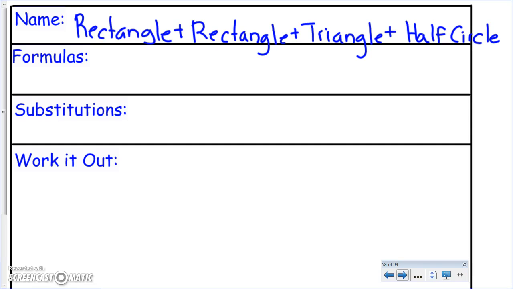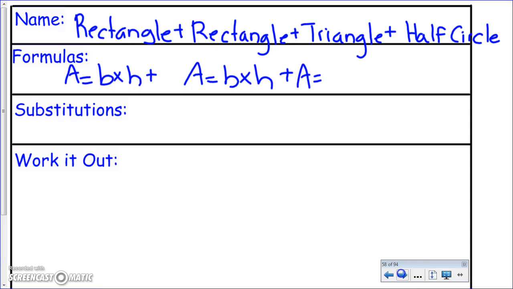So we have a rectangle plus a triangle plus half a circle. So we have to remember when we get to the circle that we're going to have to divide the area in half. So now we're going to fill in the formulas. We know a rectangle is base times height. The area of a triangle is base times height divided by 2. Plus the area of a circle, which we know is pi times r squared. But since we have half a circle, we're going to have to divide that by 2.